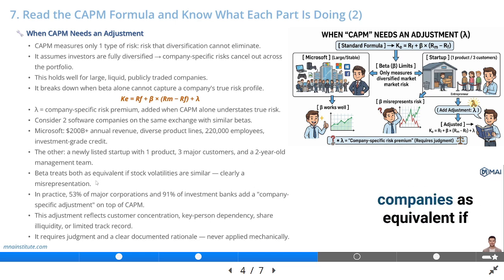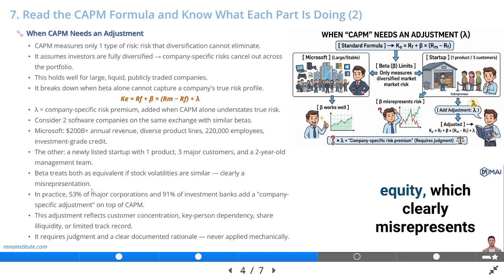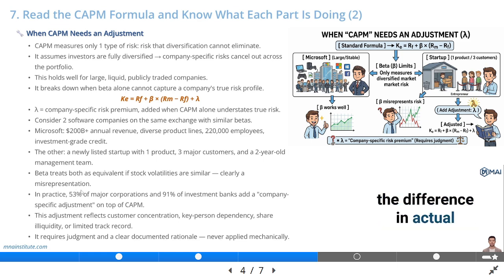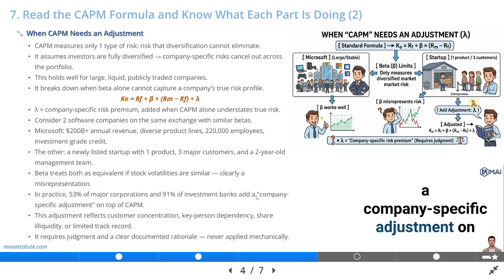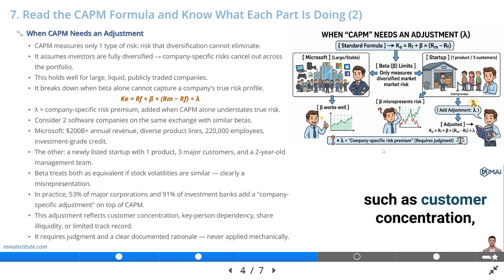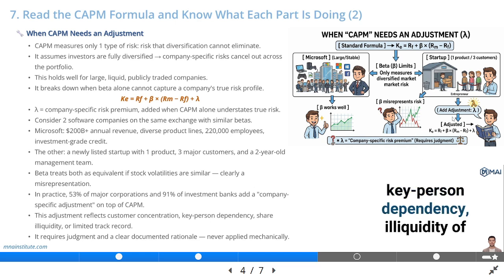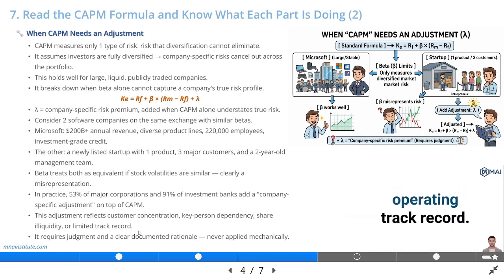Beta treats these 2 companies as equivalent if their stock volatilities are similar. An analyst applying only CAPM would assign them the same cost of equity, which clearly misrepresents the difference in actual risk. In practice, according to research by Bruner and colleagues, 53% of major corporations and 91% of investment banks reported adding a company-specific adjustment on top of their CAPM result. This adjustment reflects risks such as customer concentration, key person dependency, illiquidity of shares, or a limited operating track record. It requires judgment and should be documented with a clear rationale, not applied mechanically.